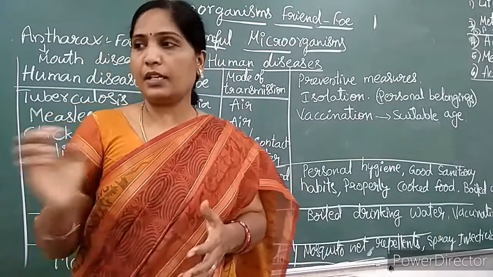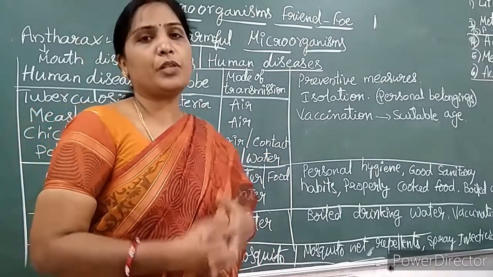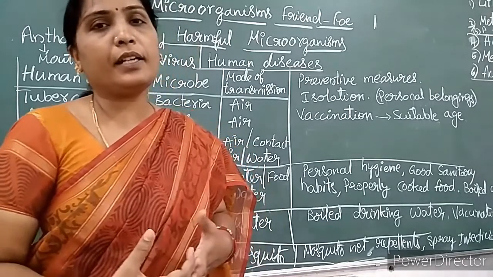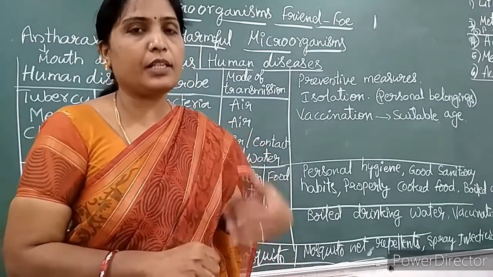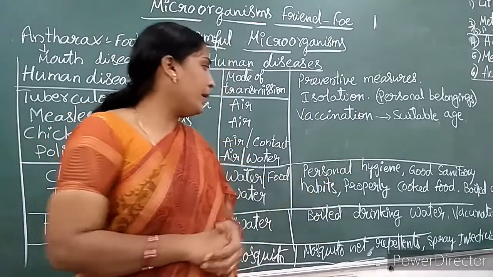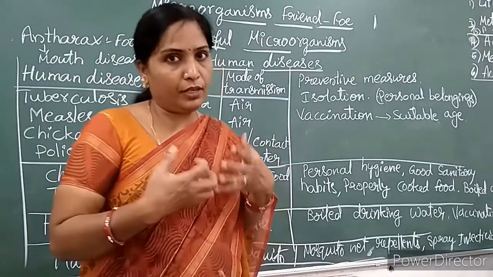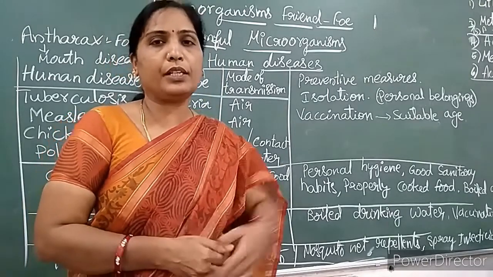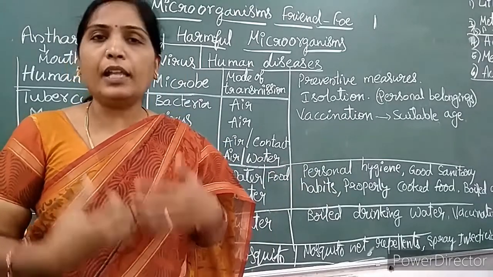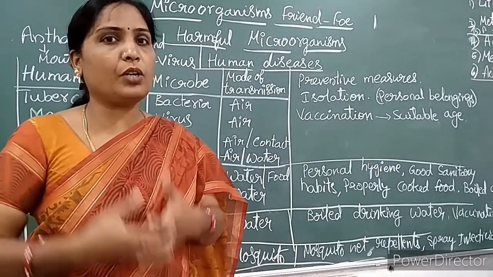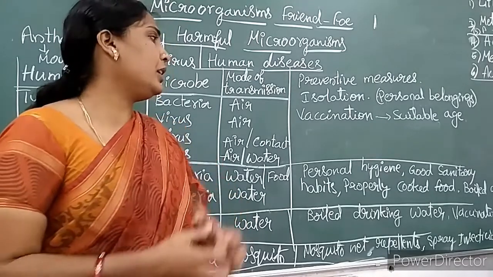We should see that water does not stagnate around our houses. Empty pots and broken plastic items should not be stored around our houses. That sanitation we need to maintain. And properly cooked food: when food is not properly cooked, that is the entry point for the microbes to the healthy person. So when you are cooking the food, we need to take care that it is properly cooked.